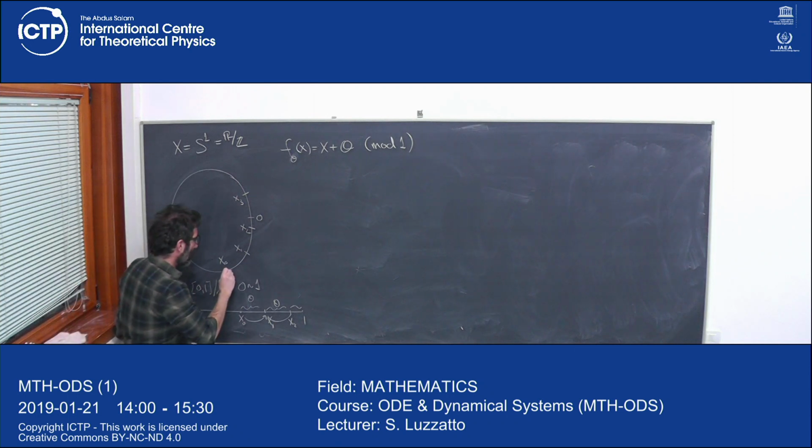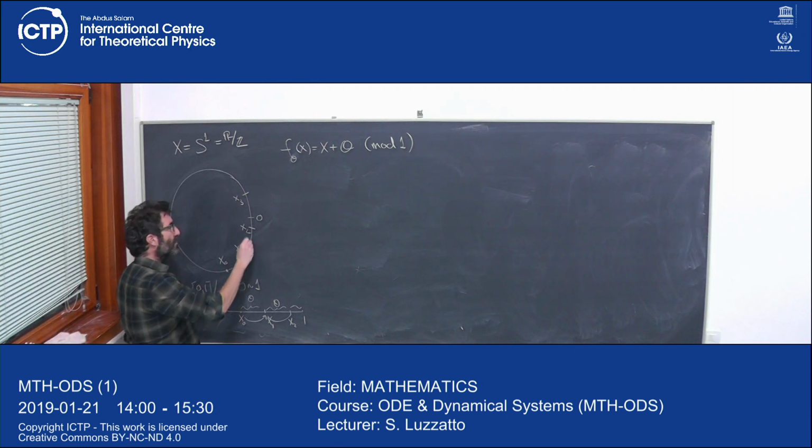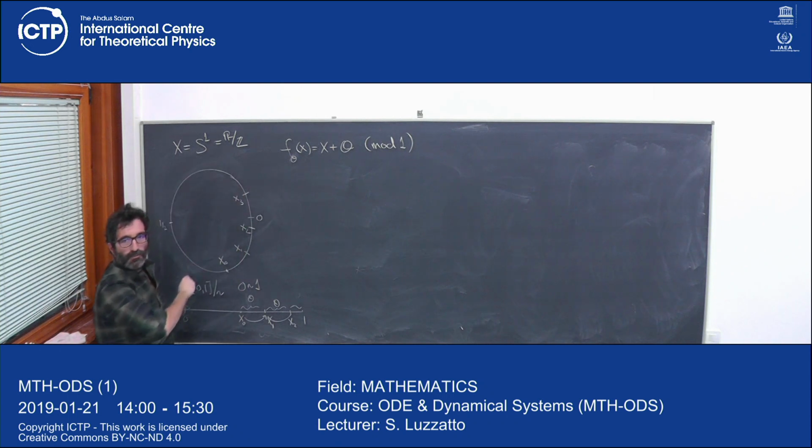So now we've chosen a specific initial condition. We shift it by theta, shift it by theta, shift it by theta, and so on. So what's going to happen to this point?